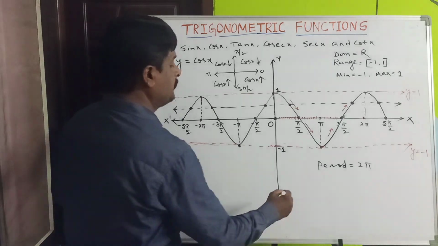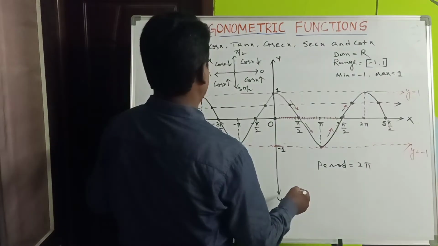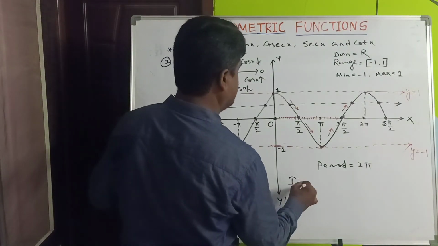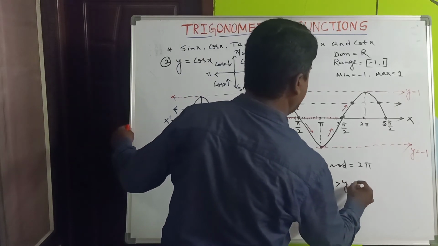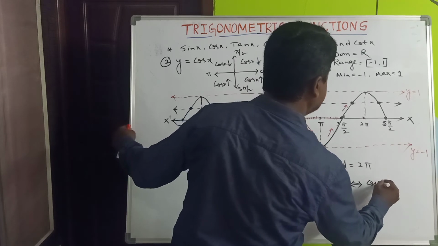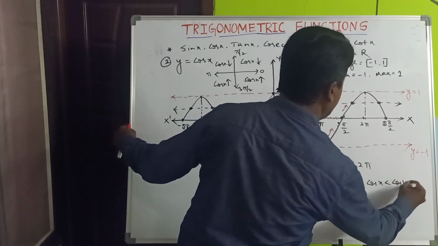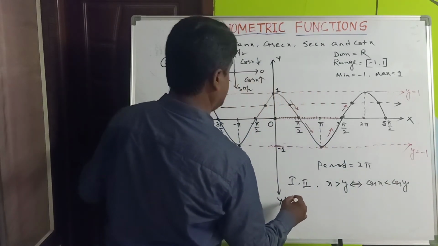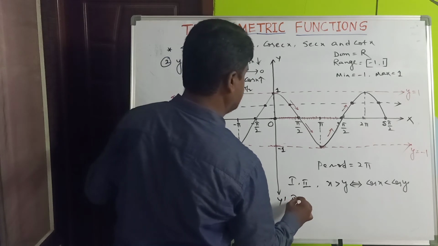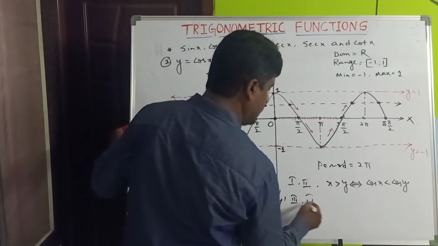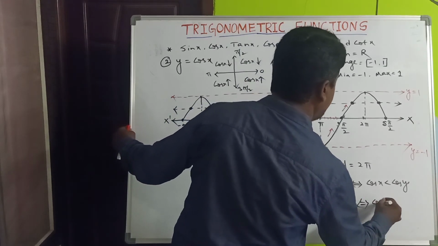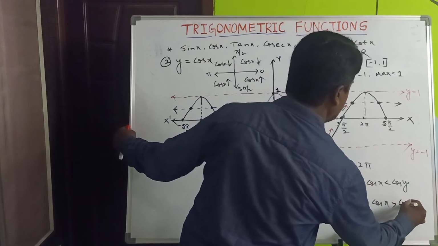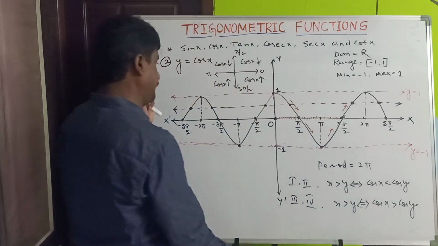Here also, in the first and second quadrants, whenever x is greater than y, cos x will be less than cos y. In the third and fourth quadrants, x greater than y implies cos x is also greater than cos y.